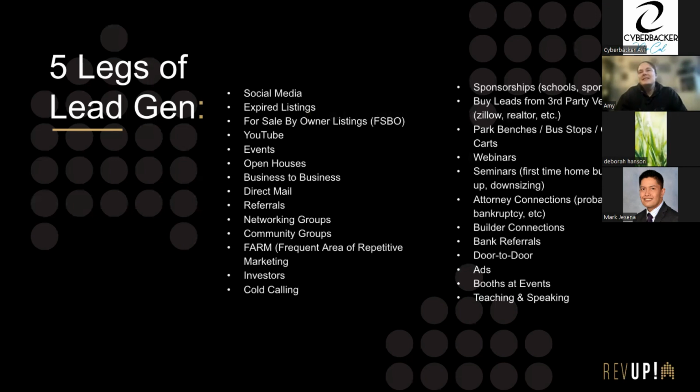Here is a list of different types of lead generation activities: social media, expired listings, for sale by owner listings, which would be FSBOs, YouTube, events, open houses, business to business, direct mail, referrals, and those are from other people as well as other agents, networking groups, community groups, a farm, which is a frequent area of repetitive marketing, investors, cold calling, sponsorships, right? Schools, sports teams, etc.